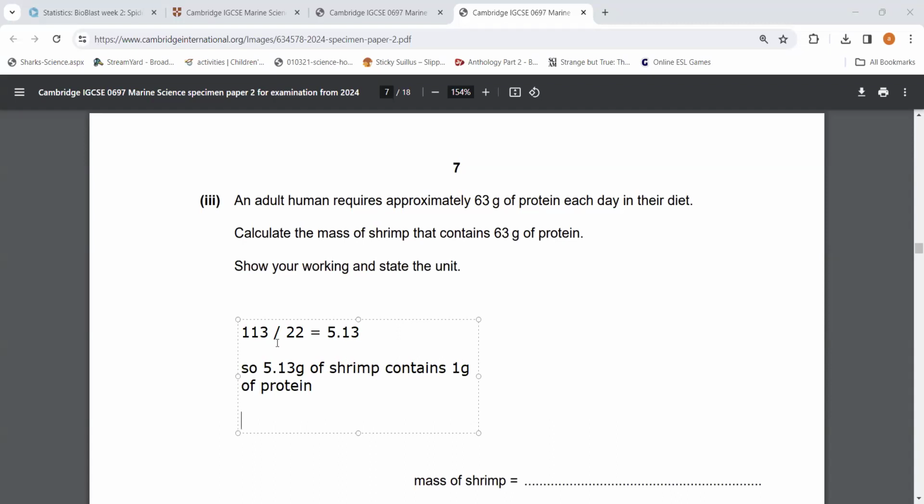Okay, and we want to know what mass of shrimp contains 63 grams of protein. So let's take 5.13, because we know that's equal to 1 gram of protein. If we have 5.13 grams of shrimp, that's 1 gram of protein. So I'm going to do 5.13 times 63, because we're finding 63. And then what is the answer? Let's pop that in my calculator. 323.6.